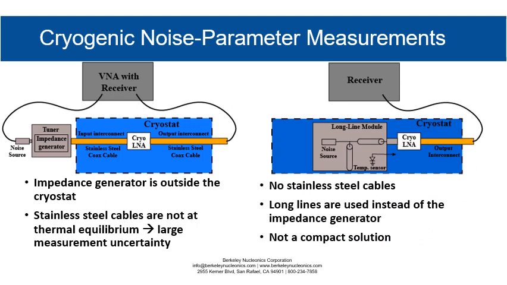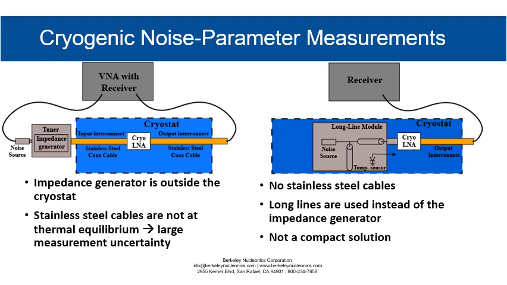There are different methods of measuring cryogenic noise parameters. Assuming that the noise parameter measurement equipment is available, the most straightforward way is to use it by connecting the cryo-LNA to the equipment with stainless steel coaxial cables as shown in the left figure. The stainless steel cables are used to minimize the thermal loading of the room temperature environment on the cryostat and the LNA. Unfortunately, these cables are not at thermal equilibrium because their two ends are at two very different physical temperatures. This results in large measurement errors, mainly due to the input cables themselves.